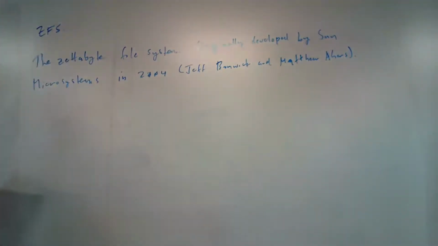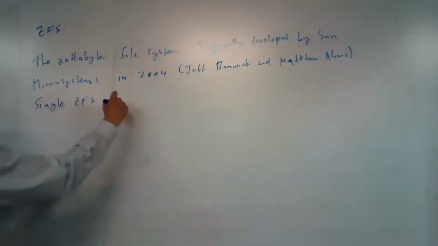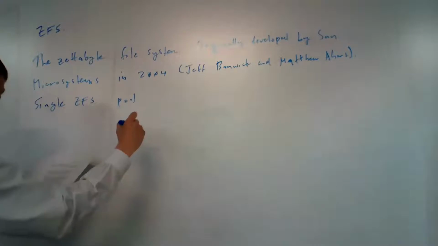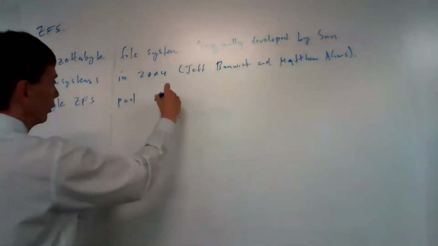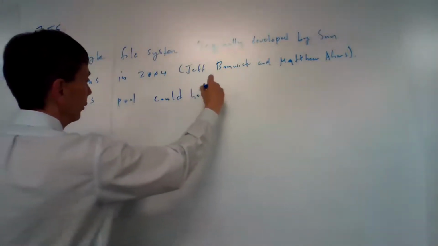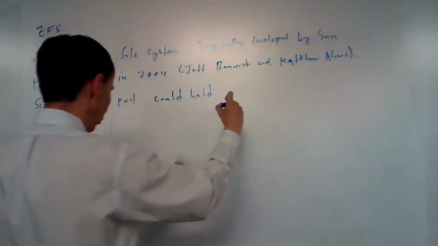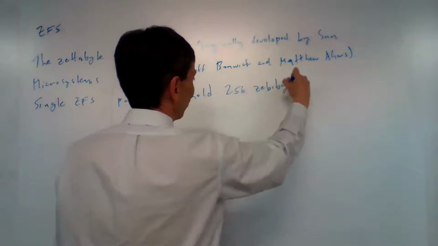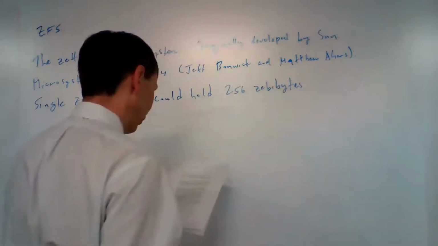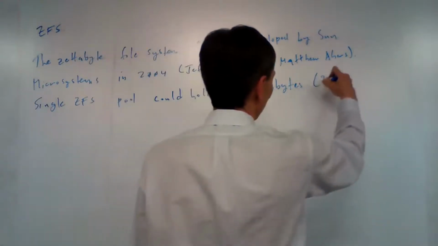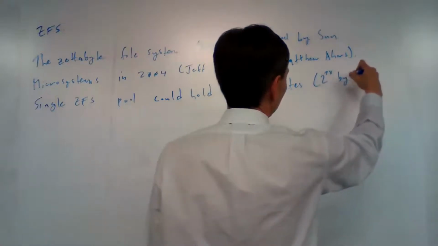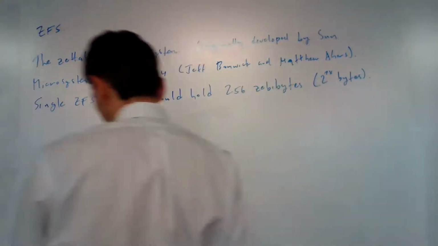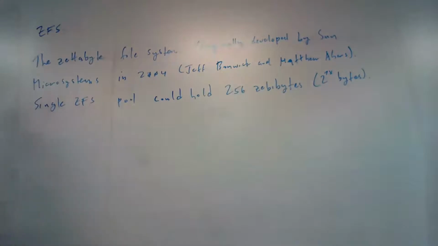So what's up with this ZFS thing? So it turned out that a single, what they would call a ZFS pool, could hold 256 zebibytes. So we're not even there yet. We're at terabytes. This is 2 to the 78 bytes. That's why it was called the zettabyte file system.